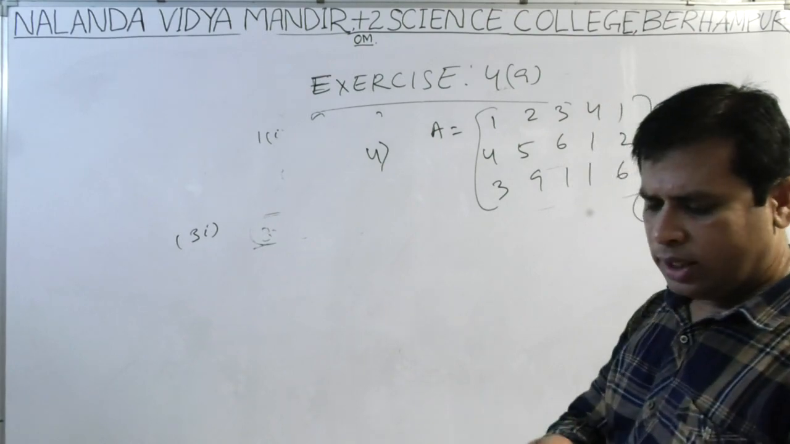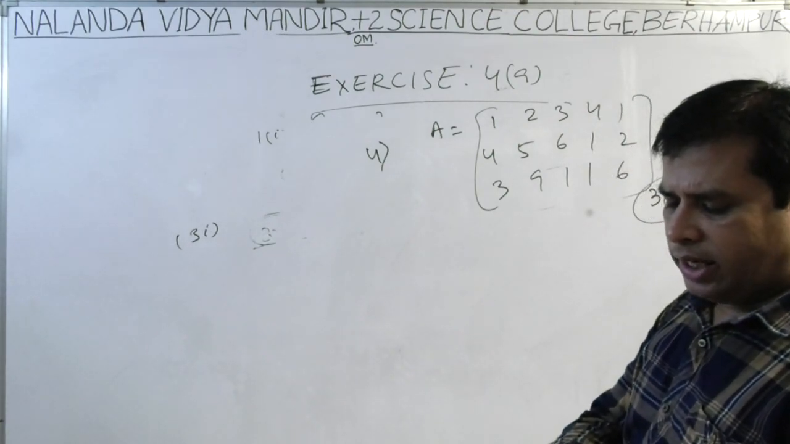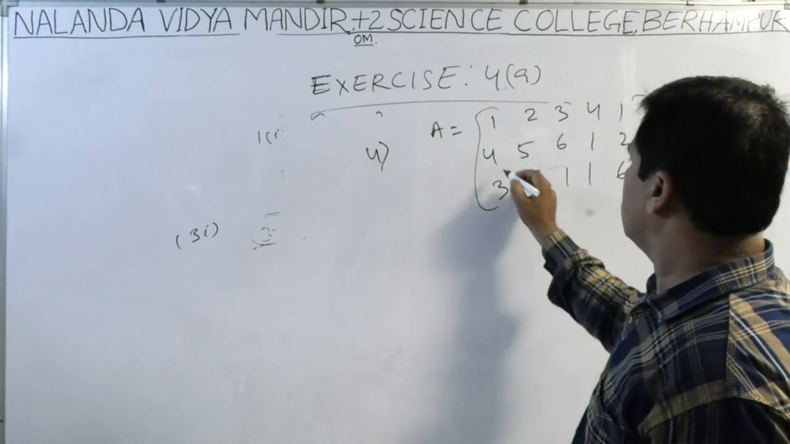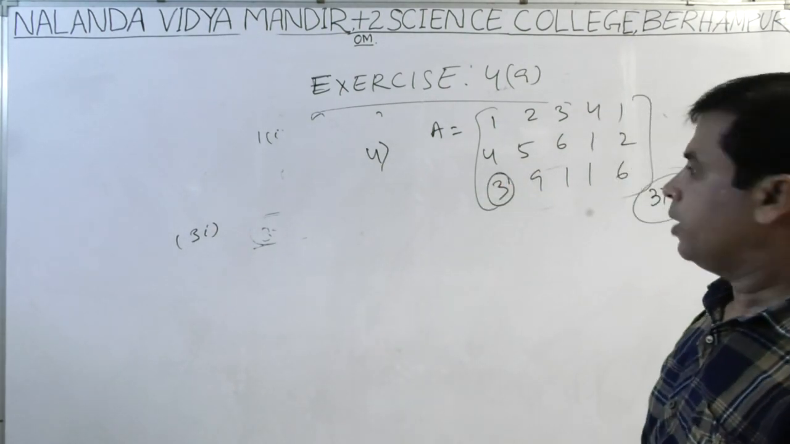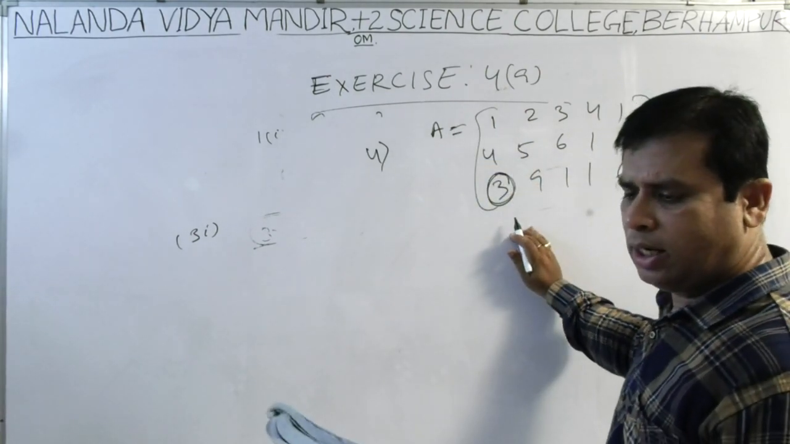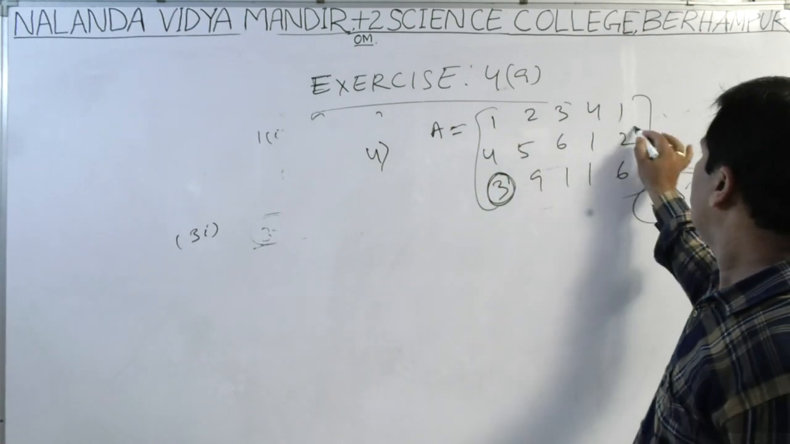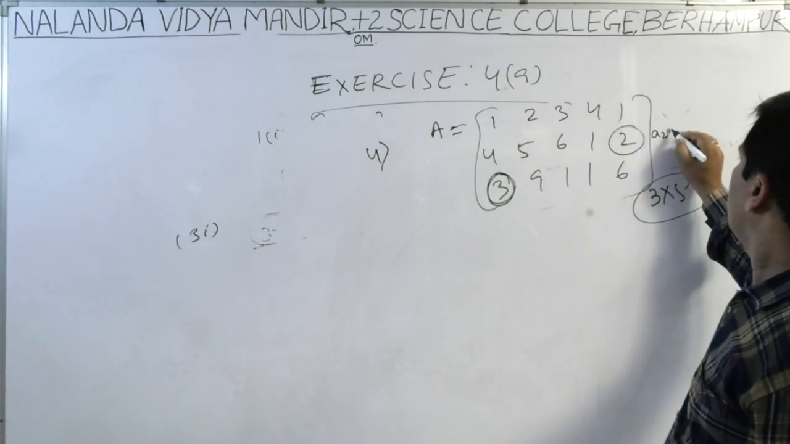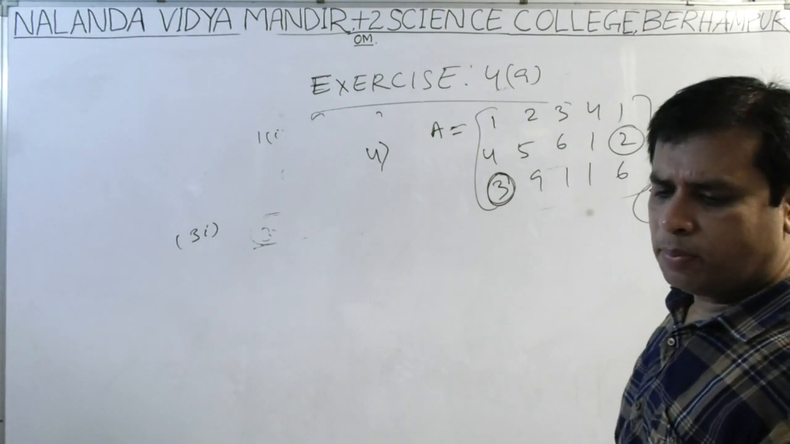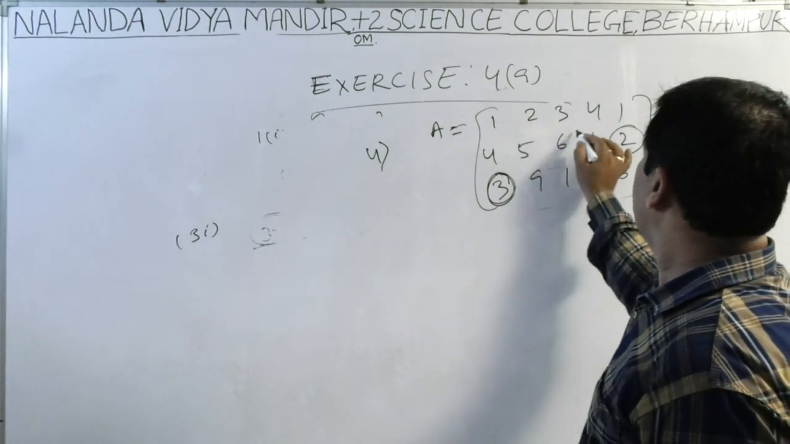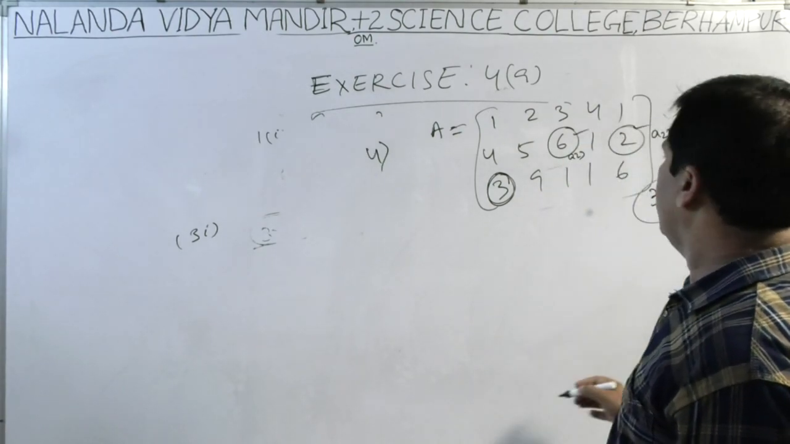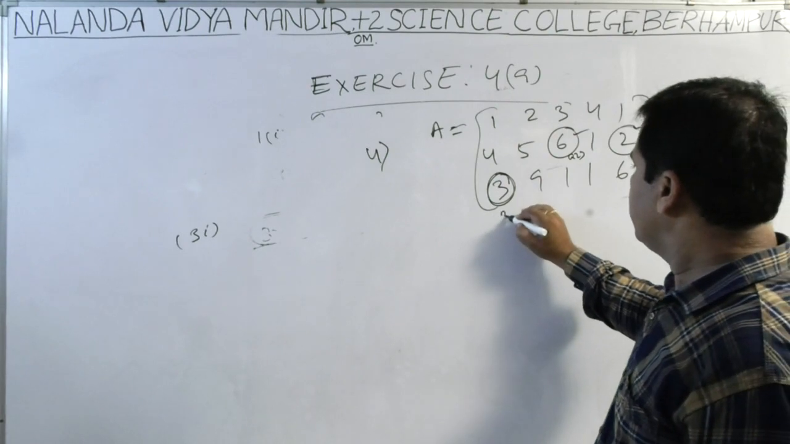Okay. Now, the second one is: write down the entries A31, A25 and A23. A31 means third row, first column, so the entry is 3. Similarly, A25 is second row, fifth column. And A23 means second row, third column. This is A23, this is A25 and this is A31.